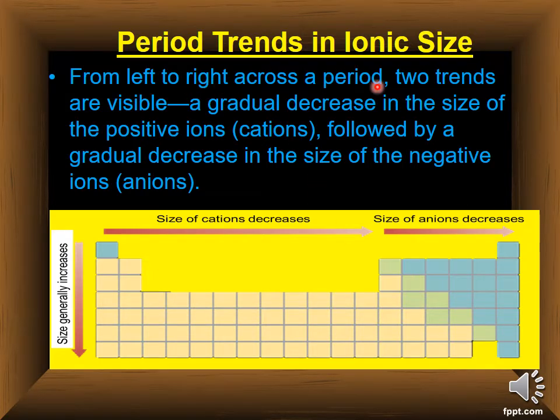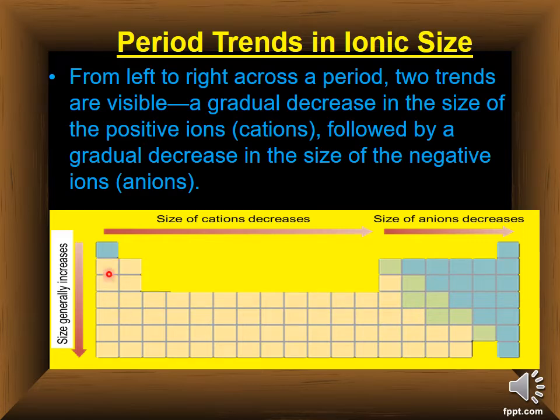From left to right across the period, two trends are visible: the gradual decrease in the size of the positive ion, the cation, followed by the gradual decrease in the size of the negative ion. Okay, now we're going to discuss period-wise before we finish group-wise. In the period, you can see from here to here, lithium to fluorine.